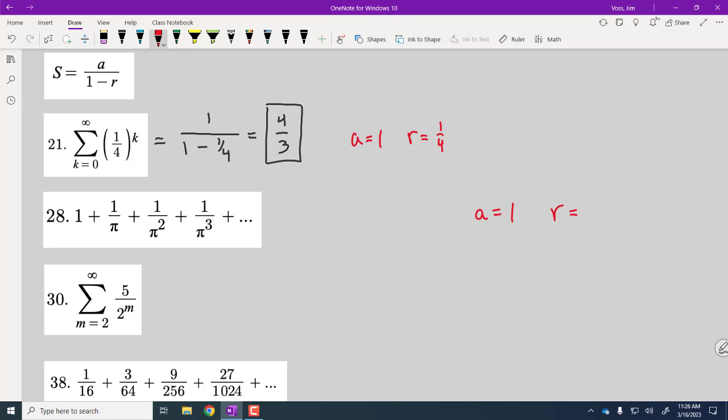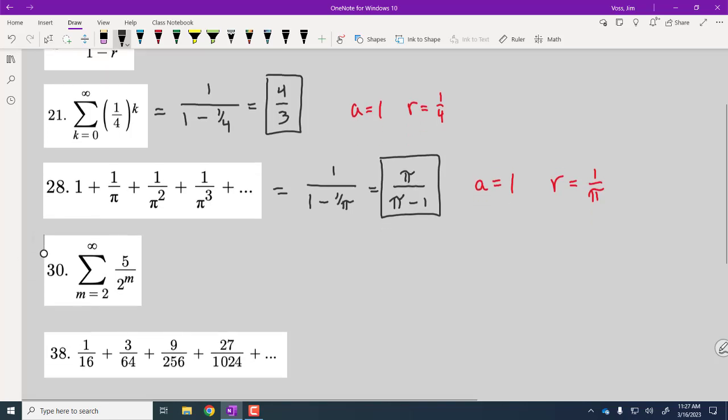A value is 1, and what's the r value? 1 over pi. So all we have to do is know our formula, a over 1 minus r. So this series will add up to 1 over 1 minus 1 over pi. And if you multiply everything by pi, here would be our simplified exact answer. Pi over pi minus 1. That is the sum of that infinite series. The more the merrier, right? If you have an infinite number of terms, it's actually easier to find the sum. The more the merrier.